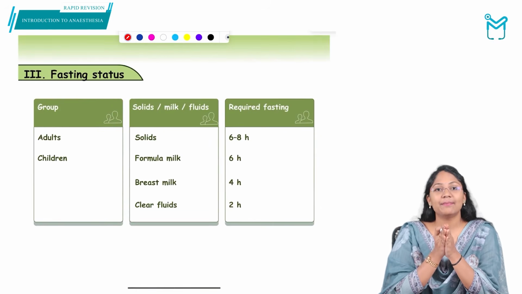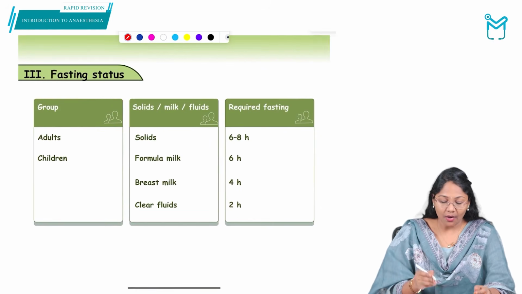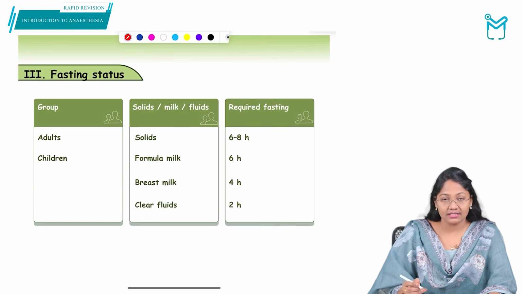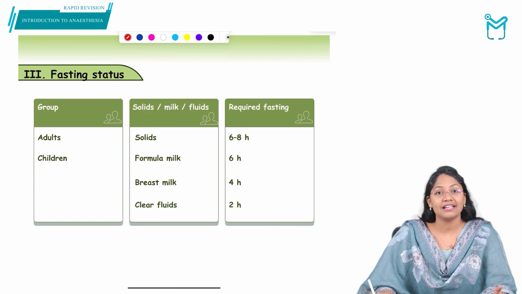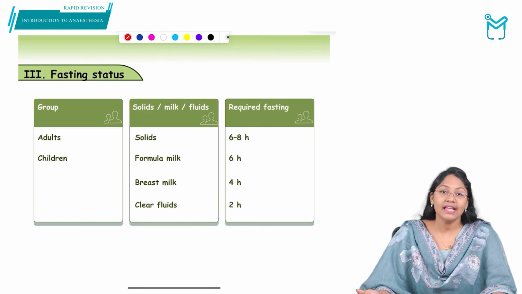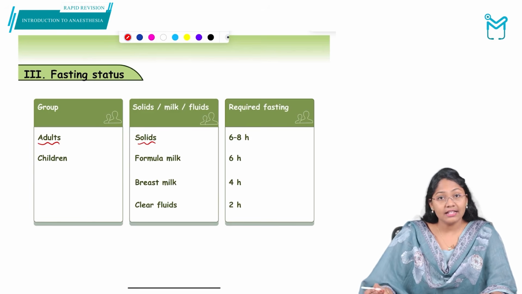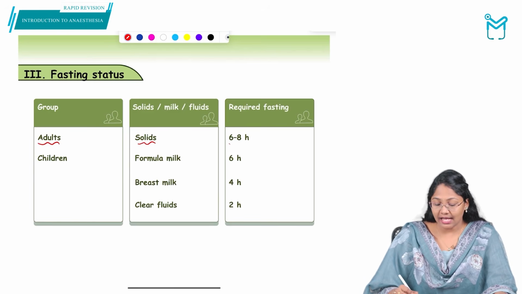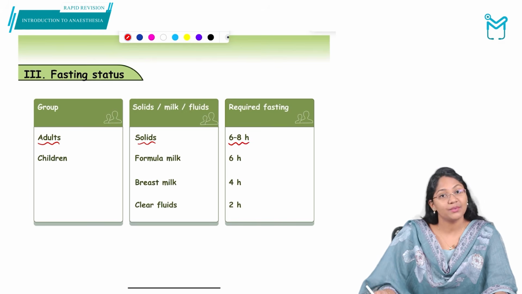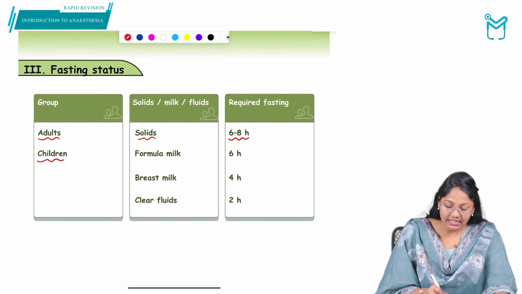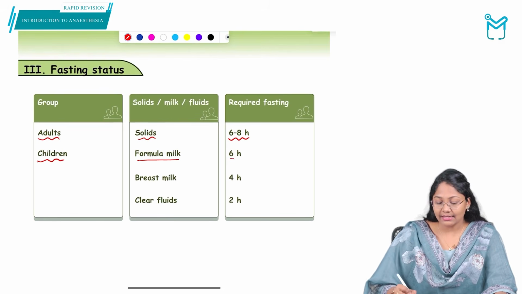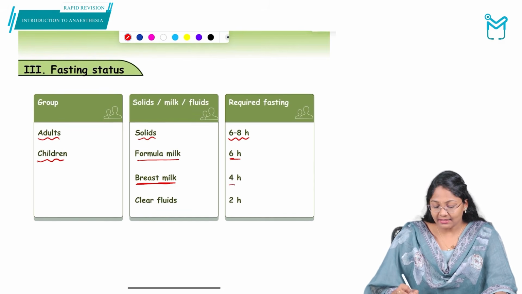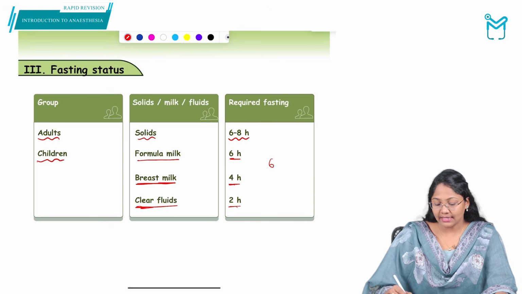Coming to the third step in a pre-anesthetic checkup, that is fasting status. We ask the patient to fast to prevent the aspiration. In adults, for solids we ask them to fast for 6 to 8 hours. Coming to the children, formula milk is 6 hours, breast milk 4 hours and clear fluids 2 hours. It is like 6, 4 and 2.